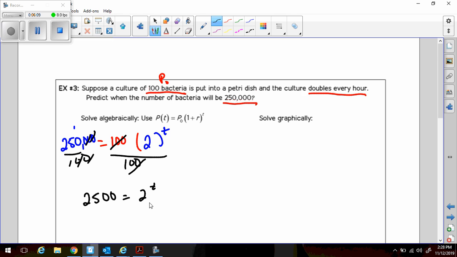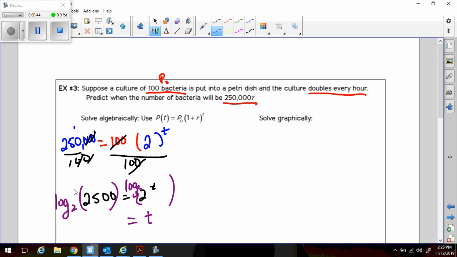Now, after you get the power or the base with the power by itself, you're going to take the log of this number. So we're going to take the log base 2 of this side, and we're going to take the log base 2 of this side, because the log base 2 of 2 is 1, always. And that's why we have to take the log of this base, whatever this number is, that's the base on this side. So this is going to be t equals, this you're going to put in a calculator.